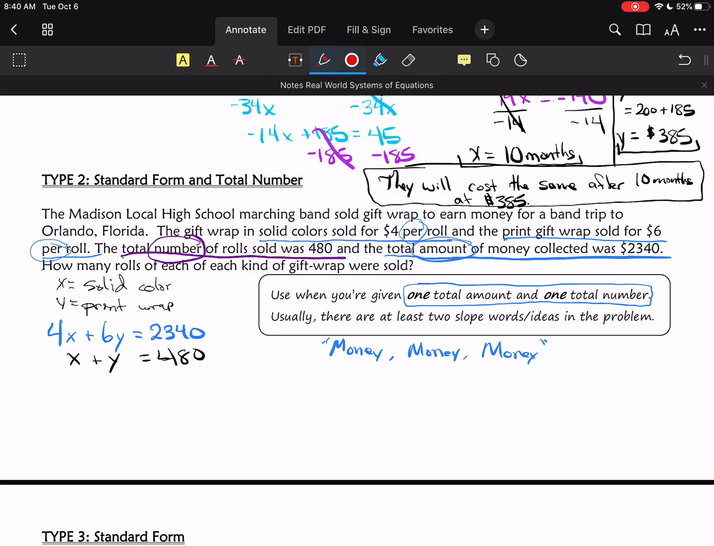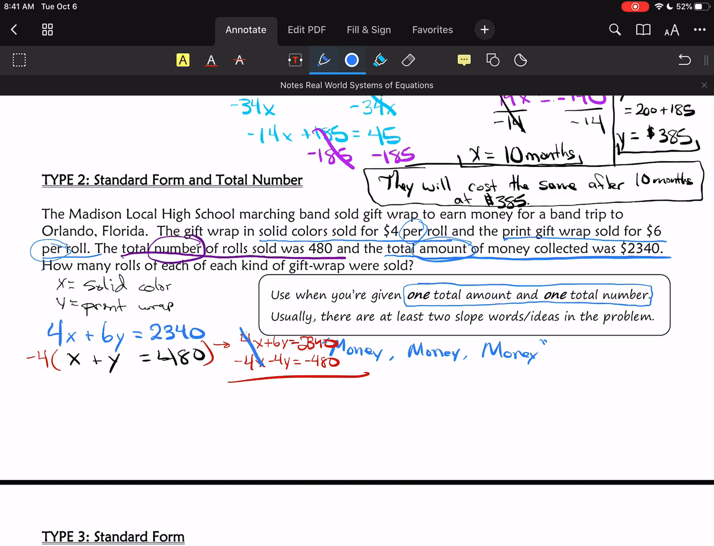Now, you can solve by substitution if you want. I'm going to solve by elimination though. So I want to get my x's to cancel. The top one is positive 4x. So I need to multiply the bottom x by negative 4 to make those cancel. So I'm going to multiply the entire bottom equation by negative 4. So my new equations, I didn't mess with the top. So 4x plus 6y equals 2340. Bottom equation becomes negative 4x minus 4y, negative 480.